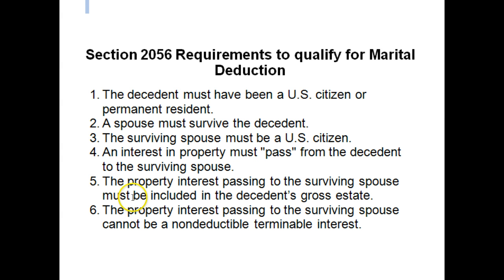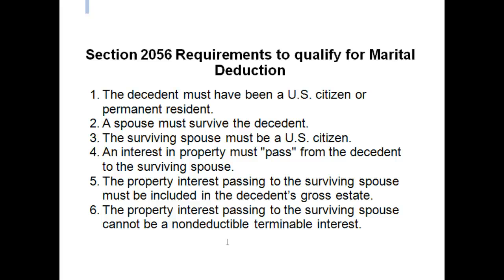So this could be tricky. You just want to make sure you follow the two sides of the coin here. One is that not only do you need to look at whether or not the property passes to the surviving spouse, you also need to make sure that it's included in the decedent's gross estate. And finally, condition 6, the property interest passing to the surviving spouse cannot be a non-deductible terminable interest.